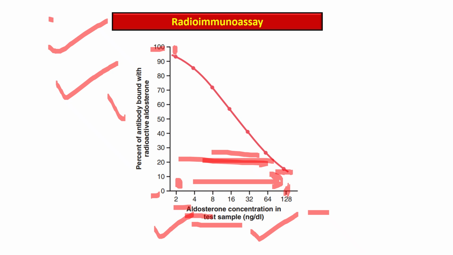This type of graph is used to calibrate the assay, so unknown sample concentrations can be determined by comparing their binding percentage to the standard curve. Radioimmunoassays like this one are used in endocrinology labs to measure hormone levels such as aldosterone with high sensitivity, even at a very low concentration.